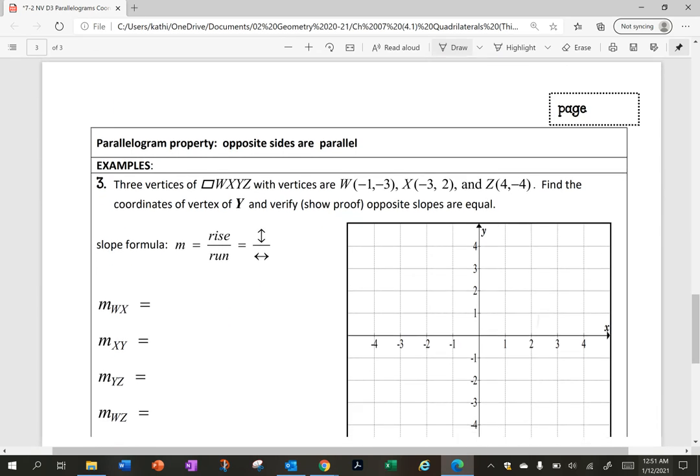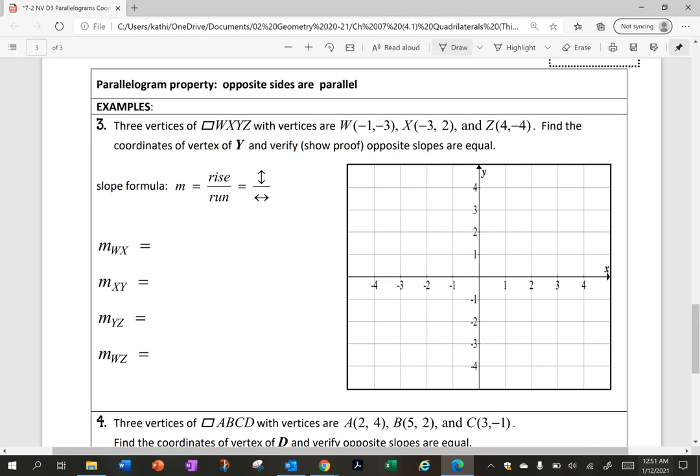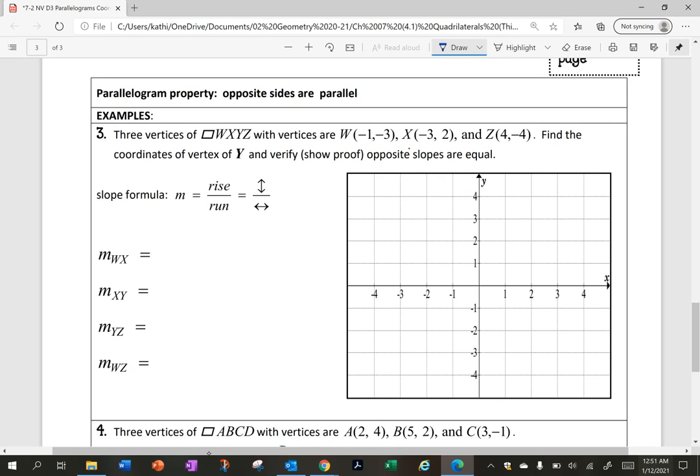Okay, this time I'm going to talk about opposite sides are parallel. So, 3 vertices of parallelogram WXYZ, with vertices W, X, and Z. Find the coordinates of the vertex Y and verify. Show proof that the opposite slopes are equal. Okay, so this is going to be about slope. And I know that slope on a graph is rise divided by run. All right, so let's plot our points first.